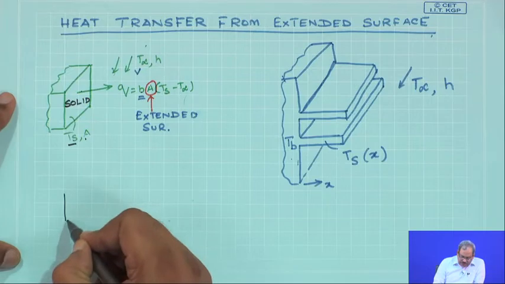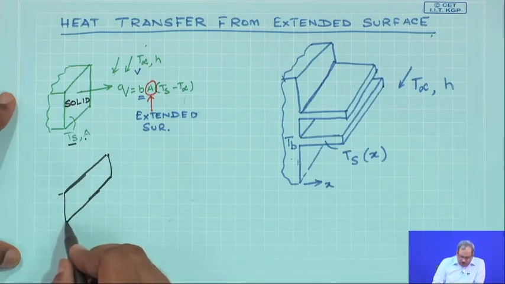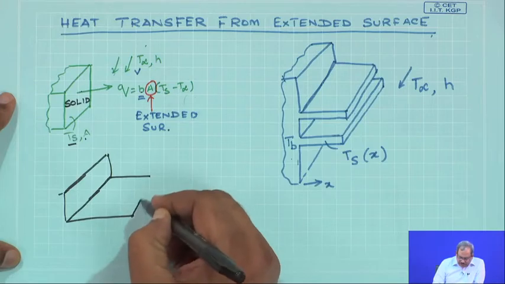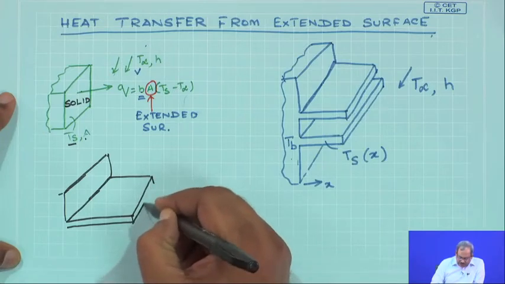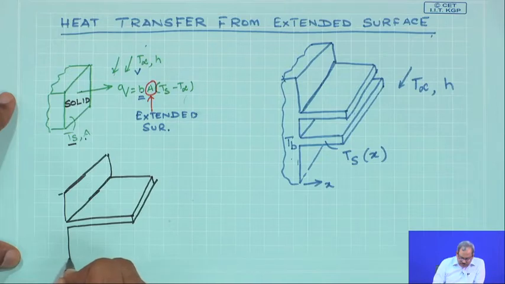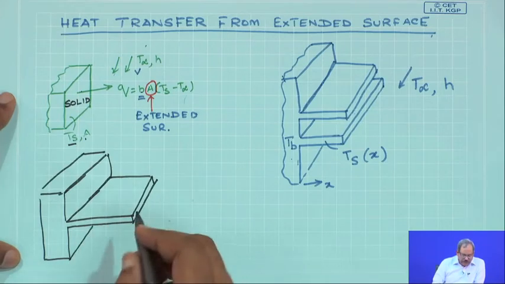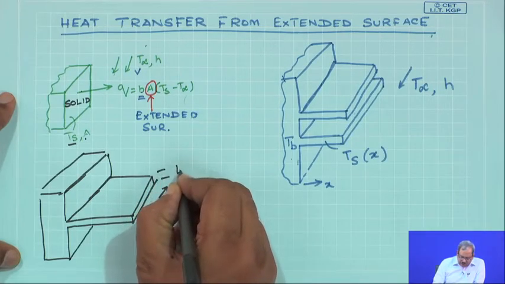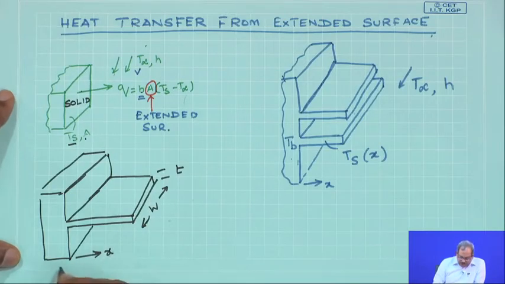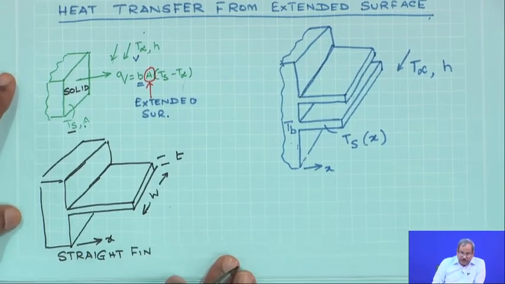So, there are several types of fins which you would commonly see. This is an example of a straight fin, the one that I have drawn over here. So, this is an example of a fin, and its width is, let us say, W. It has a thickness equal to T, and this is the x direction. So, this is a straight fin of uniform cross section.